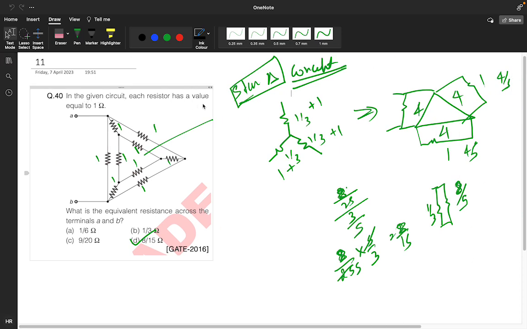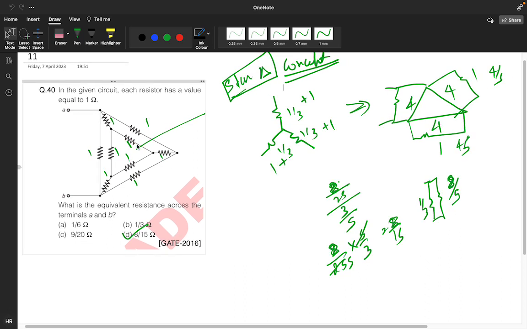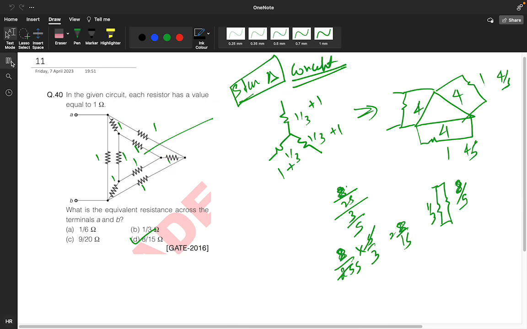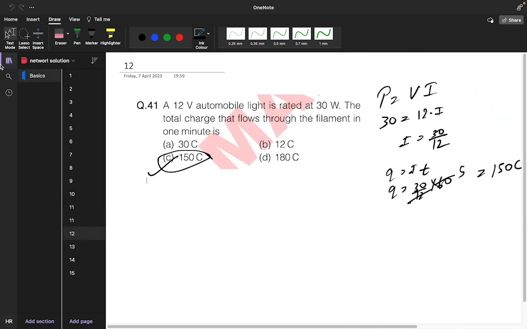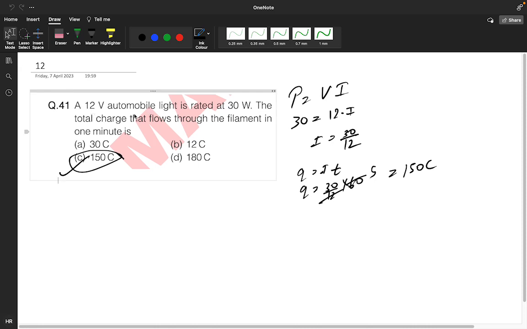In the given circuit, each resistor has a value equal to 1 ohm. Again, star to delta conversion, delta to star conversion. So first you need to convert this delta into a star, and this star will have one more resistor which will get added. You will get 4 by 3, 4 by 3, 4 by 3. These 4 by 3 resistors will be in parallel with these. Add this, and the last resistor will be parallel across this. So this is the concept of star delta. We had already discussed these things. And this is a very simple question.